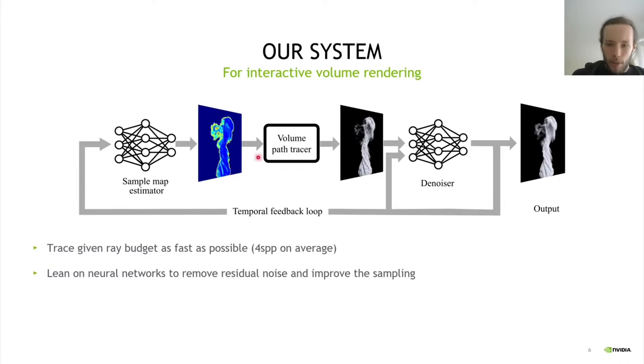So for example, if we trace 4 samples per pixel, we then get a noisy image, which will be fed into the denoising network, which tries to guesstimate the converged result, which is then the image you'll actually see in the end. That is then fed back into the pipeline, into the sample map estimator network, which tries to look at the results and identify problematic regions or high variance regions that are hard to sample, and then outputs a sample density map, for example, one as you can see here, where the edges or the outlines of the volume and the thin parts are highlighted. And now for the next frame, the renderer can actually trace more rays into these difficult regions.